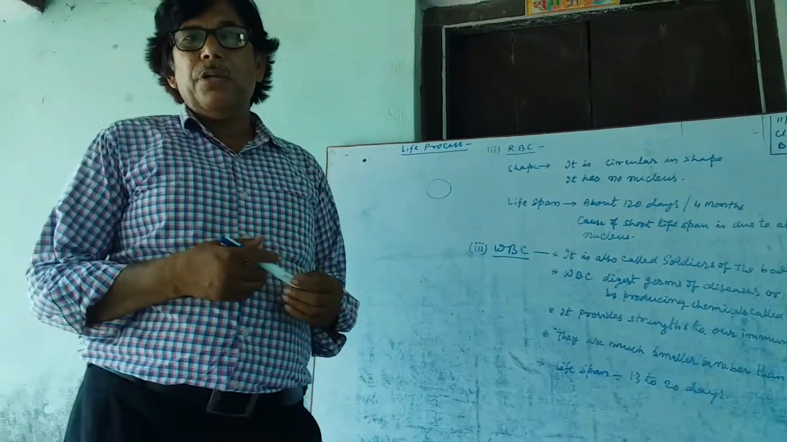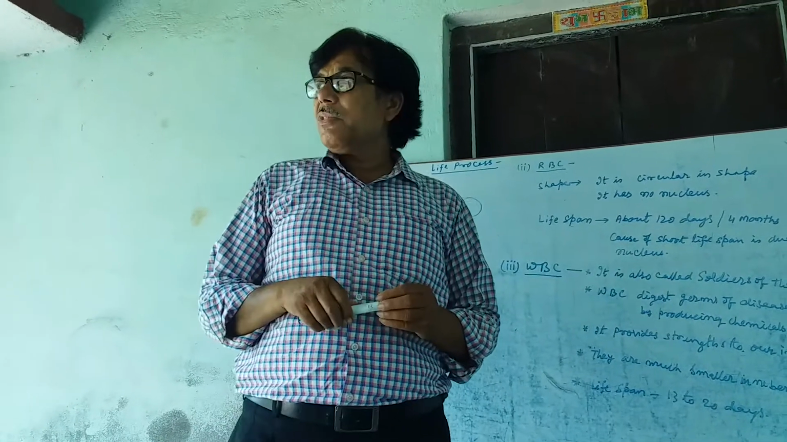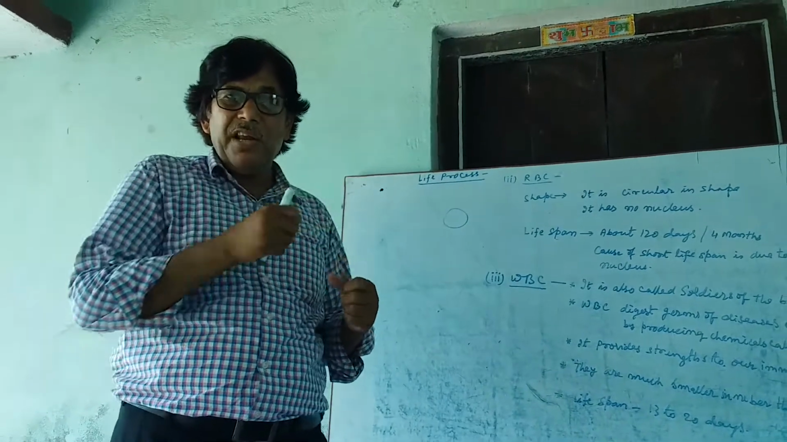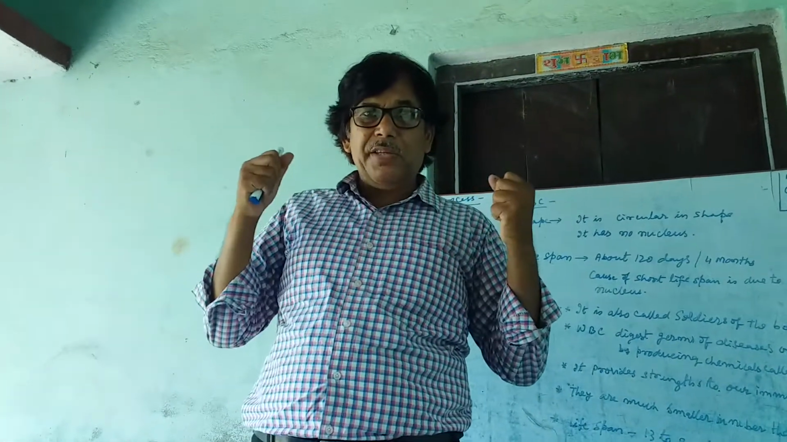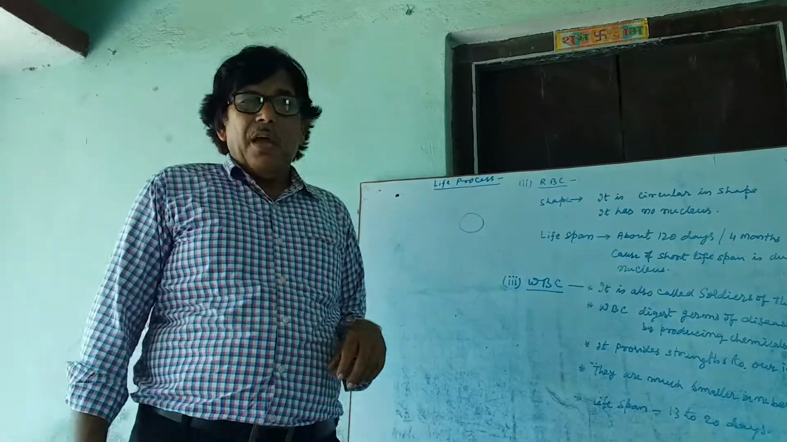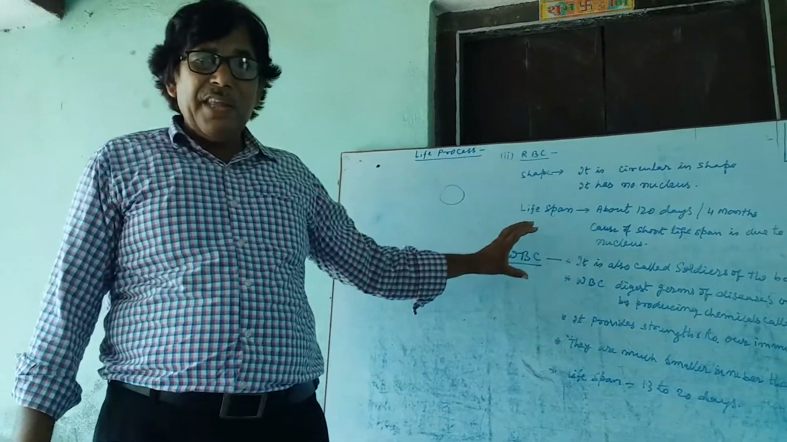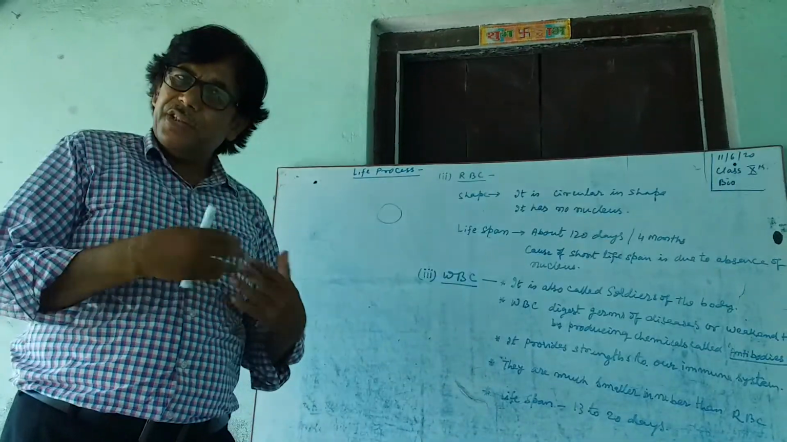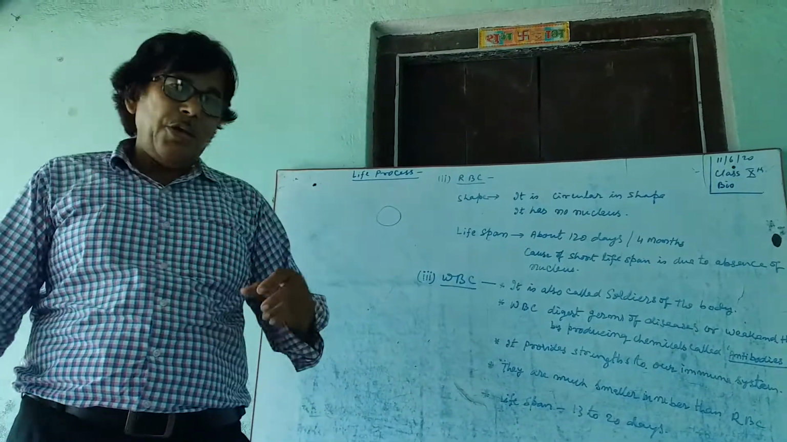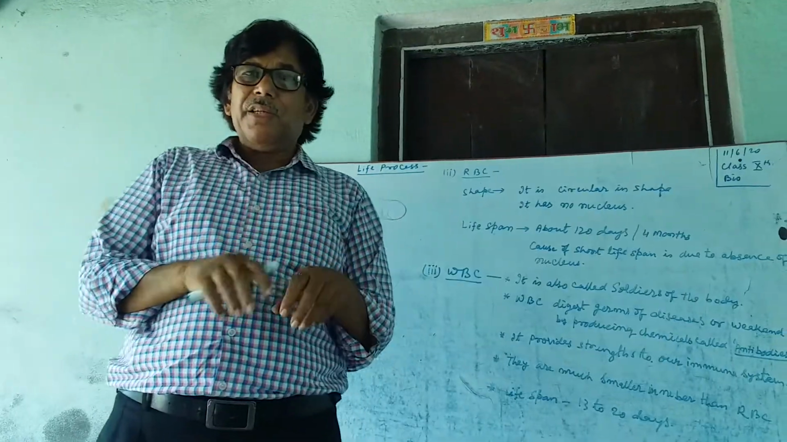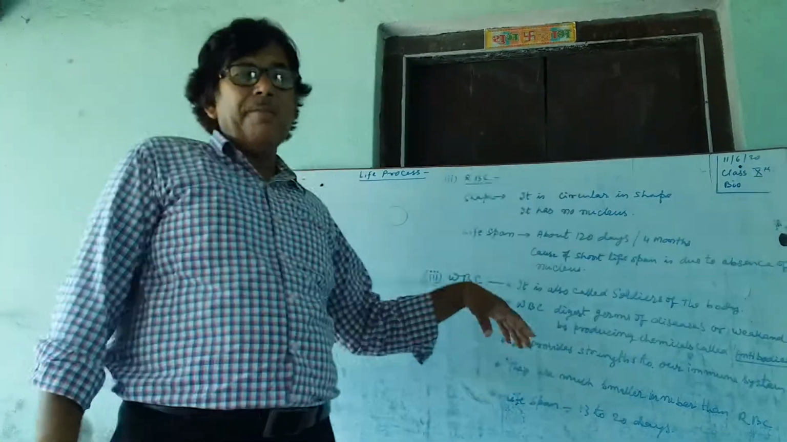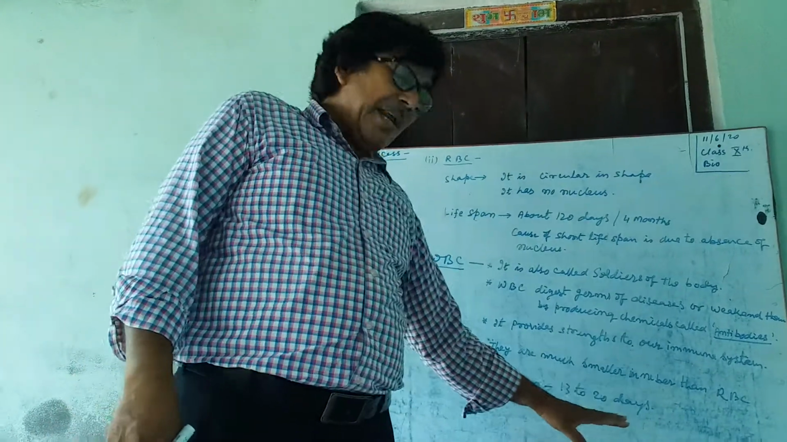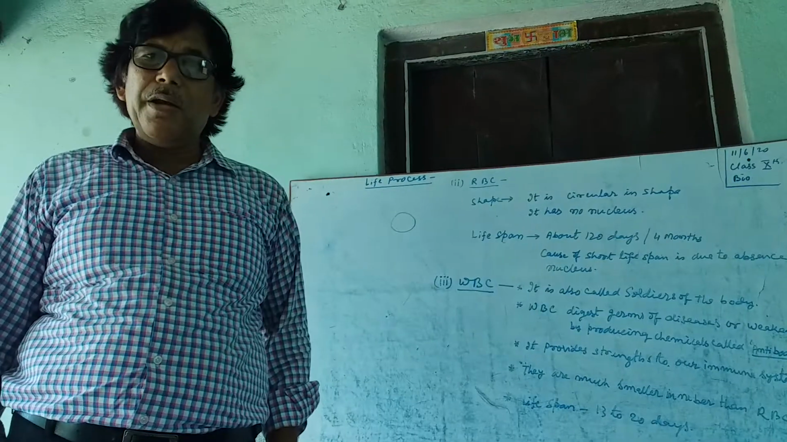It is rightly called soldiers of the body, meaning they fight against disease. Our WBC fight against disease and provide strength to our immune system. They fight against disease, either they digest or eat the germs that cause disease, or they produce some chemicals called antibodies that kill them or weaken them. Next, their span is 13 to 20 days only.